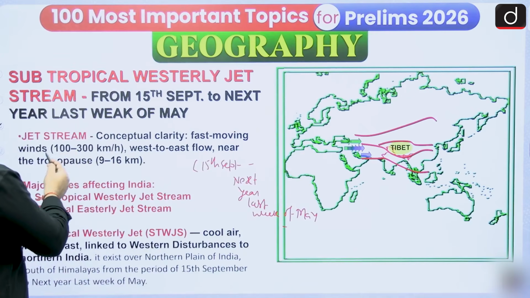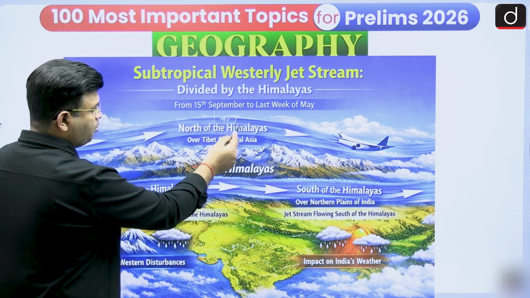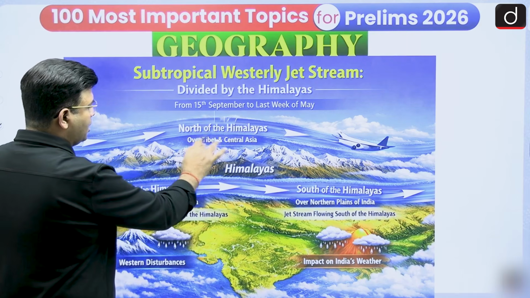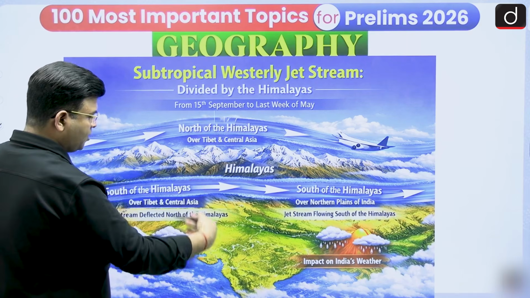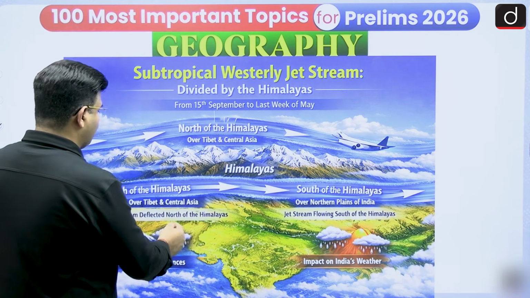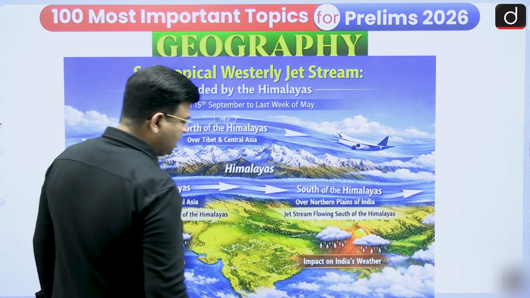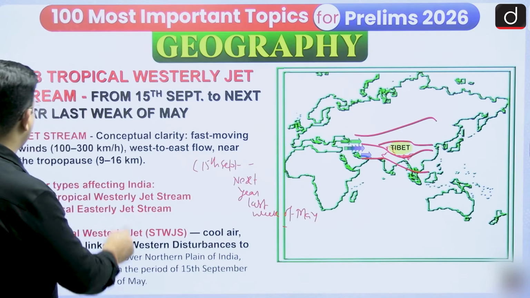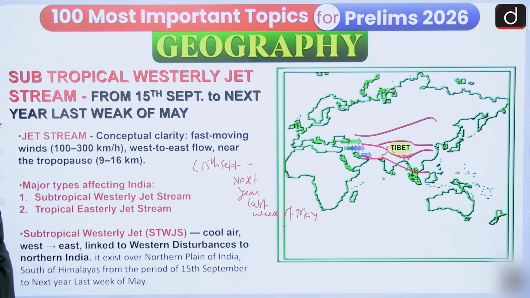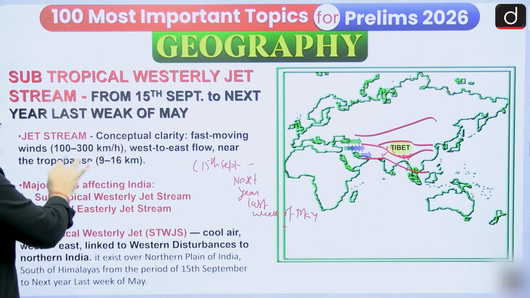So here we can see that from 15th September to the last week of May it exists next year. One part is in the north of the Himalaya and one in the south of the Himalaya. The jet stream deflects north and south of it, which also impacts India's weather. The subtropical westerly jet stream exists from 15th September to the last week of May.